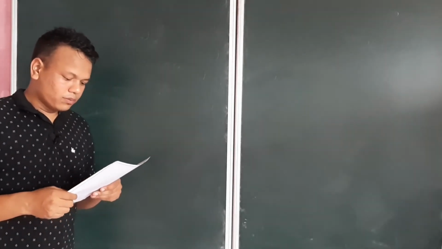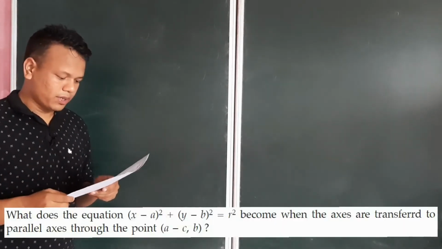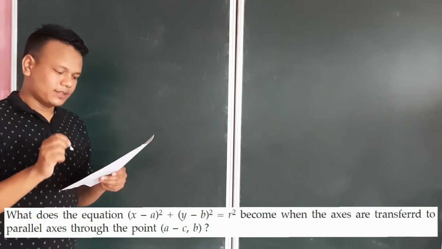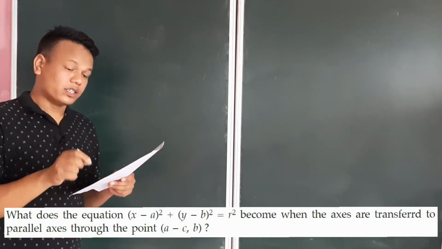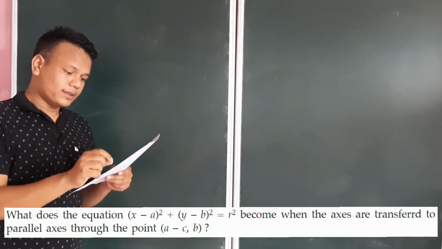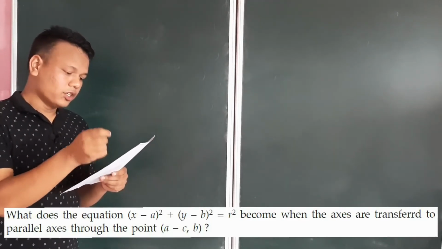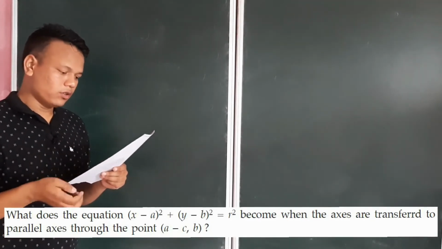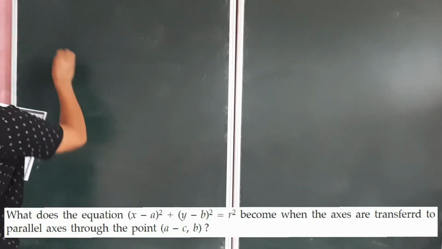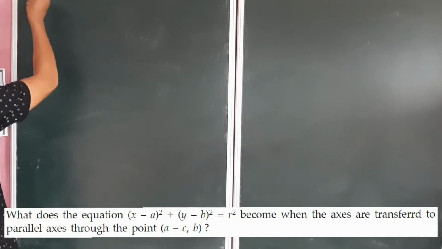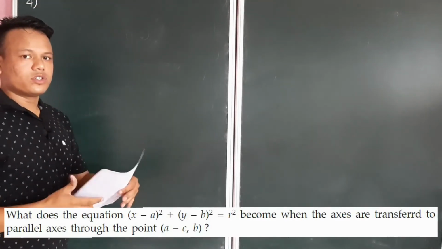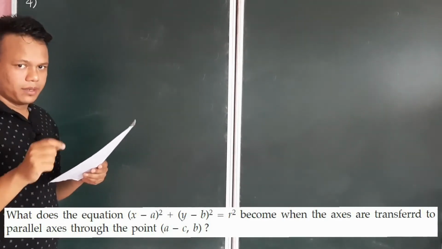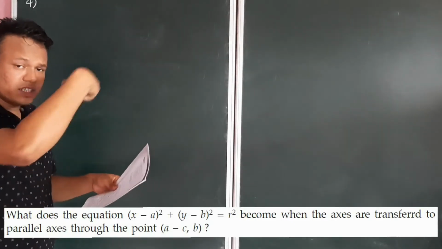Okay, now let's go to question number 4. You'll try question number 3 by yourself. Question number 4 says, what does the equation (x minus a) whole square plus (y minus b) whole square equals r square become when the axes are transformed to parallel axes through the point (a minus c, b)? Okay, so the question is seen on your screen. Let us see where the origin is getting changed. The origin is becoming (a minus c, b). So this particular point is changing into the origin.